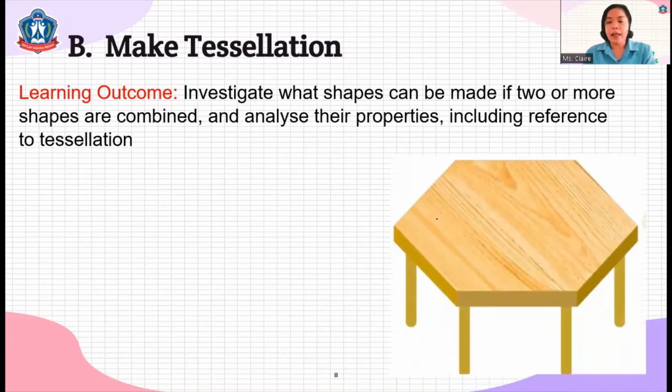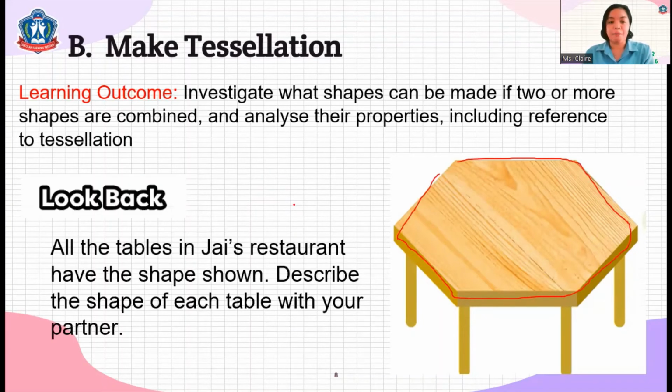Look at this shape, this table. This table, children, is in the shape of a hexagon. It has 6 sides. This is one side, 2, 3, 4, 5, 6. A shape with 6 sides is what we call a hexagon.